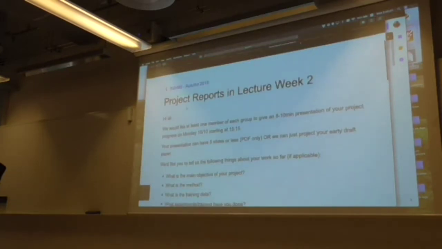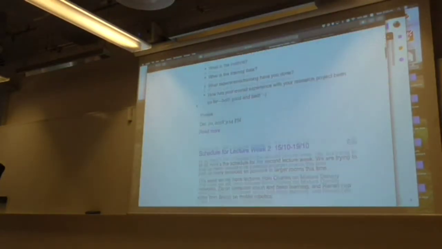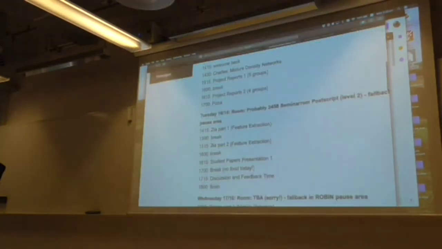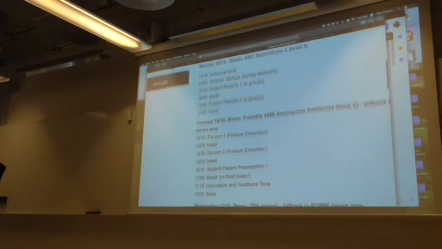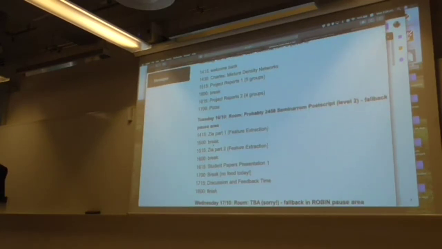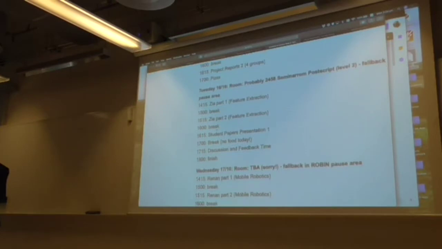Now, just a little bit of further information for the rest of the week. I'm just going to bring up the schedule. Today I'm going to give a little lecture, then we've got project reports for the rest of the afternoon. Tomorrow Zia from the Robin Group is going to give 2 lectures based on feature extraction. And then at 4:15 tomorrow we're starting our paper presentations. So each of you will have prepared, or be preparing, a presentation of a research paper from the literature, and you'll have to present that for 8 minutes.